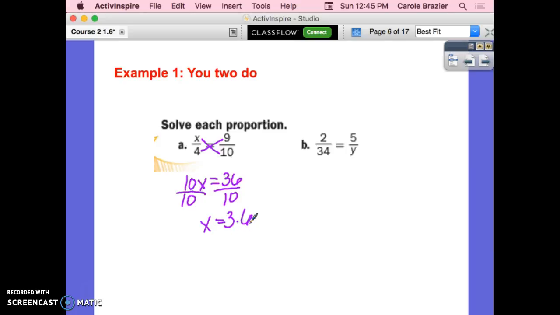Okay, for this second one, 2 times y is 2y. 34 times 5 is 170. And then I'm going to divide by 2. And so y is going to give me 85. So it's the same process over and over. So if you understand the process, you should get pretty quick and pretty easy.